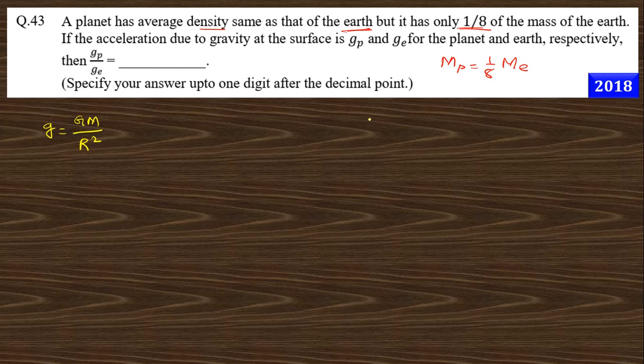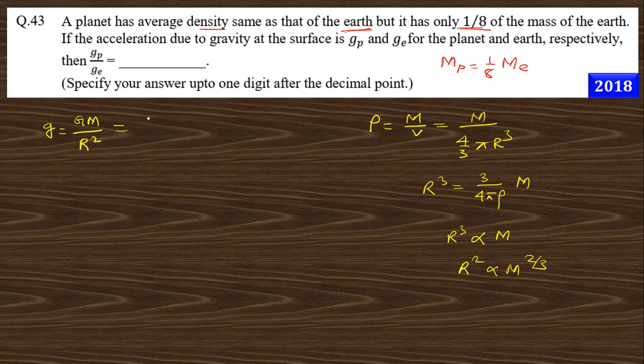You know the density is nothing but mass per volume. Taking the volume as spherical, it is 4/3 pi R cube. So R cube is nothing but 3 by 4 pi rho times m. These three are constant, so R cube is proportional to m. So R square is proportional to m to the power 2/3, right? So you can write g as some constant times m divided by m to the power 2/3, that gives you m to the power 1/3.